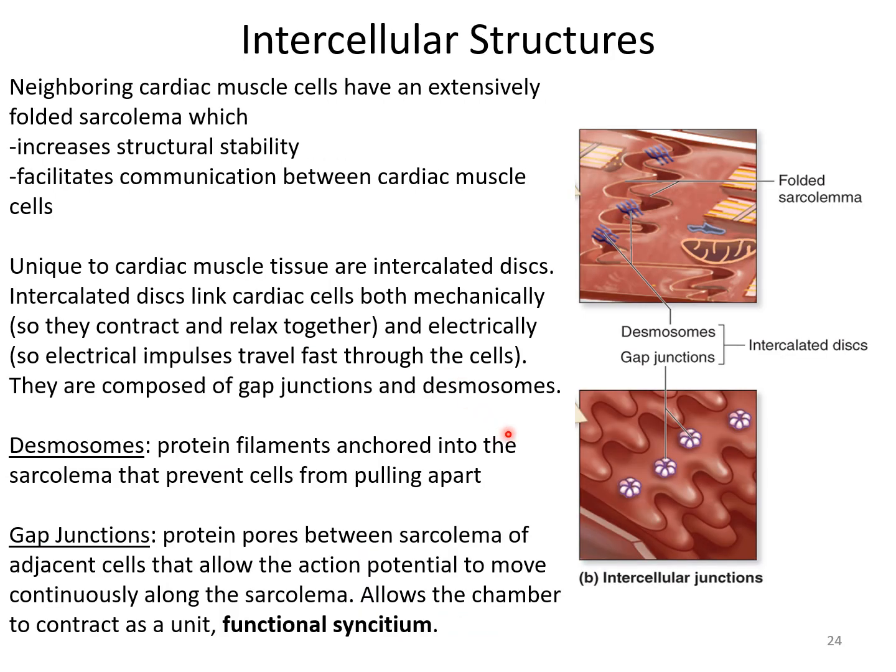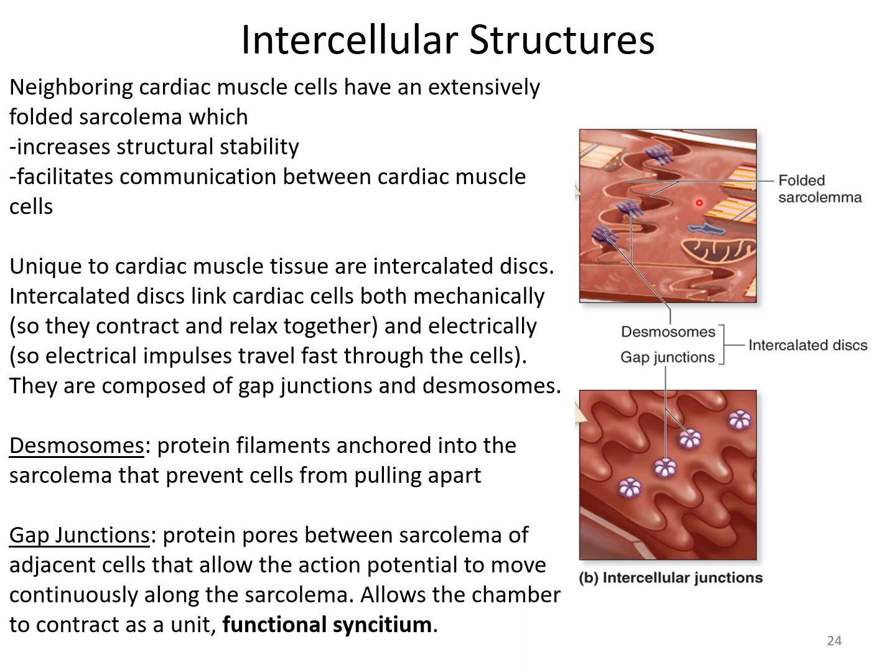So looking at some of the intracellular structures that you see in cardiac muscle cells, the neighboring cells have this extensively folded sarcolemma. So you can see this folding right here. This helps to increase their stability, so they're more likely to stay next to each other. Staying next to each other is absolutely essential for their function because they're going to communicate in a very direct manner from one cell to the next.